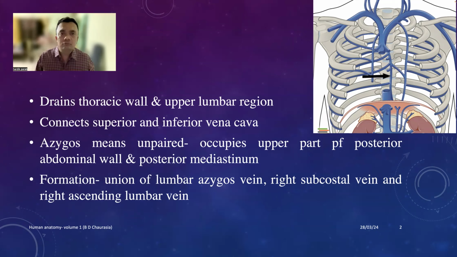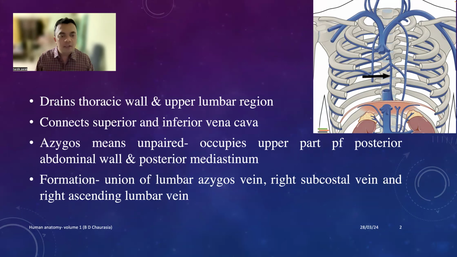And what is the meaning of azygos? It is unpaired, which means it does not have any pair. Here it occupies the upper part of the posterior abdominal wall and posterior mediastinum. So this azygos vein is like holding up the upper part of your posterior abdominal wall and posterior mediastinum.